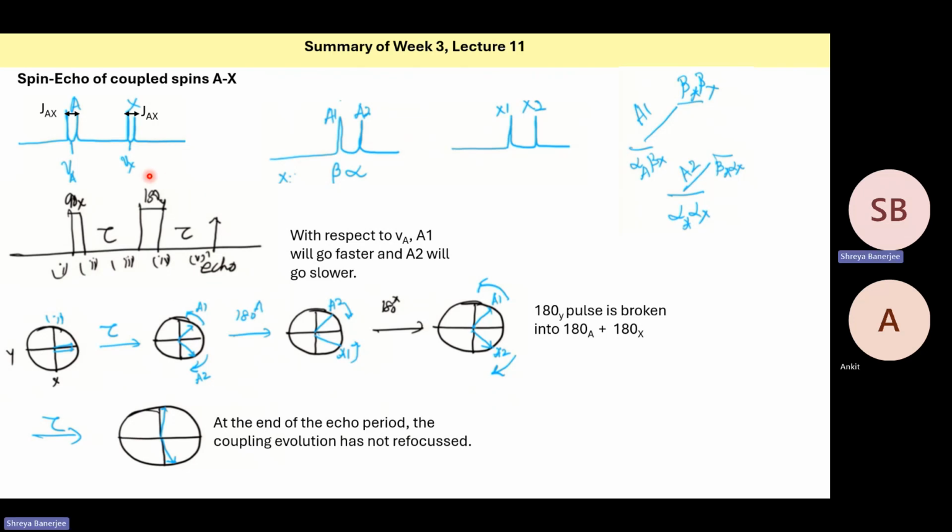Then this 180y pulse. Now it is important to remember that when you apply a 180y pulse, it is applied both on A and on X. So we are breaking up the 180y pulse into 180A and then 180X. First, when you apply the 180A, what happens? Basically what 180A means is that A will go from alpha to beta.